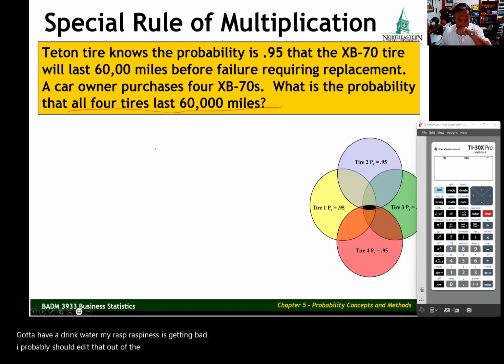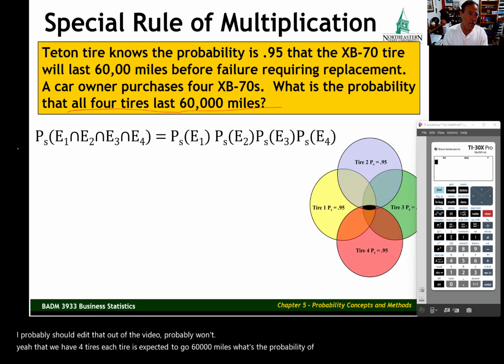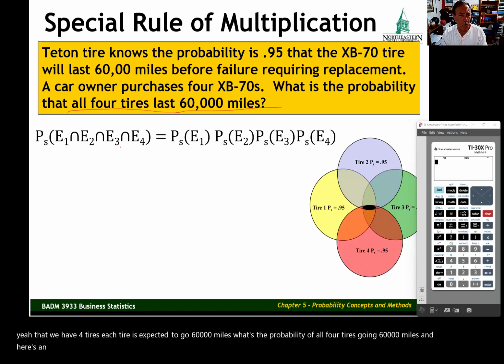I probably won't. Okay, but we have 4 tires. Each tire is expected to go 60,000 miles. What's the probability of all 4 tires going 60,000 miles? And here's an example where we do have multiple events. We have 4 events. We're going to multiply the probabilities for each of the 4 events.